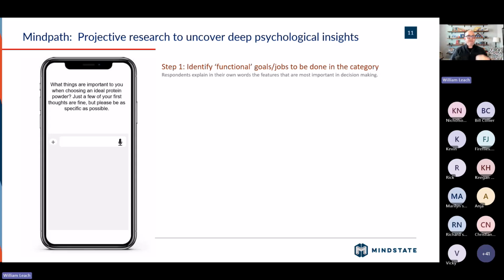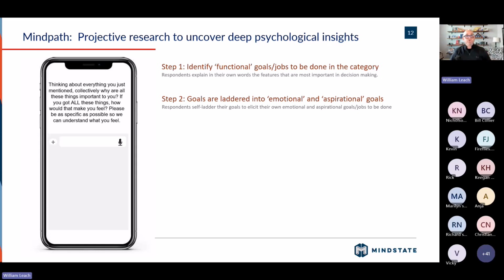The first thing we want to do is identify those functional goals or jobs to be done. We use questioning and laddering to do this. Step 1 is to identify the functional goals or jobs to be done in the category. Then we ladder those goals up into emotional and aspirational goals, and we have respondents self-ladder these goals through audio. Technically, they can type it too. We find that when you let people explain their goals, they're much more verbose when they can just talk about it, and they tell stories. If we let them record themselves, you get much greater data that the NLP model, that specialist, can use to derive those deep psychological insights you're looking for.